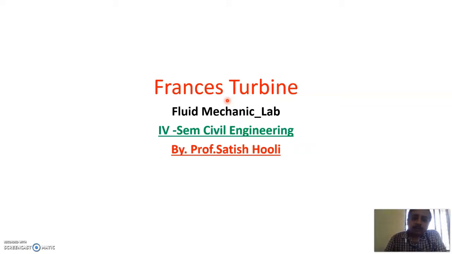So what's the aim of this experiment? The aim of this experiment is to find out the characteristics of the turbine, like specific speed, unit power, the torque, the brake horsepower and so on. So ultimately, what we are doing is finding out the characteristics of that turbine itself.